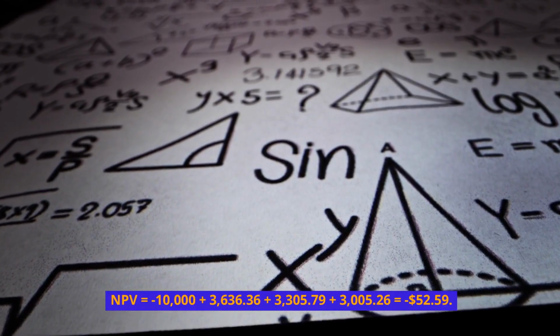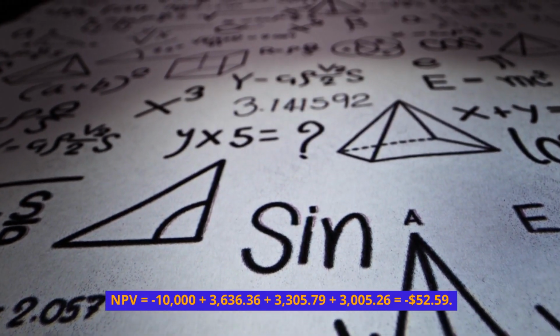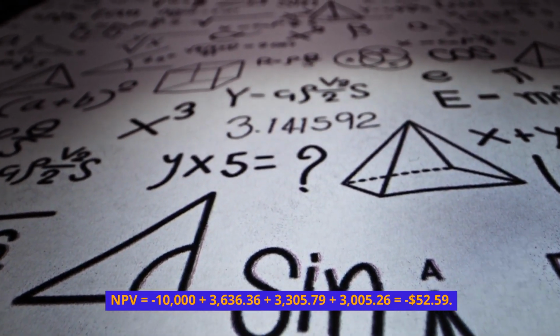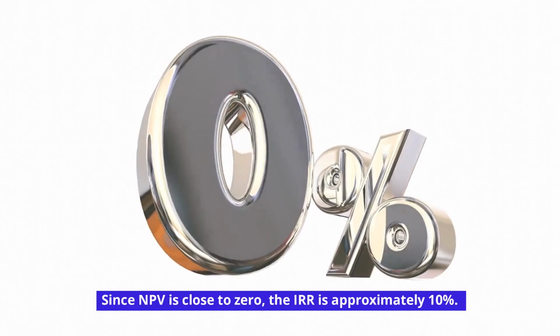NPV equals -10,000 plus 3,636.36 plus 3,305.79 plus 3,005.26 equals $52.59. Since NPV is close to 0, the IRR is approximately 10%.